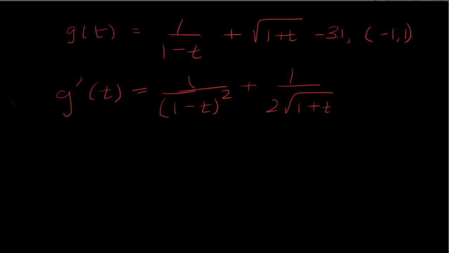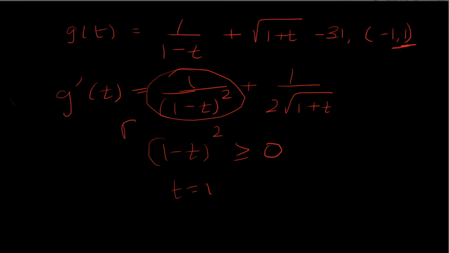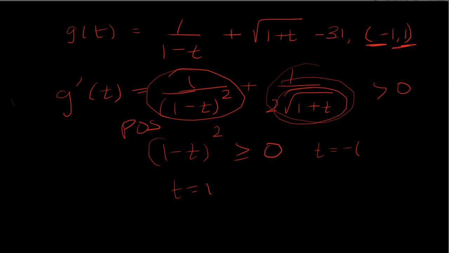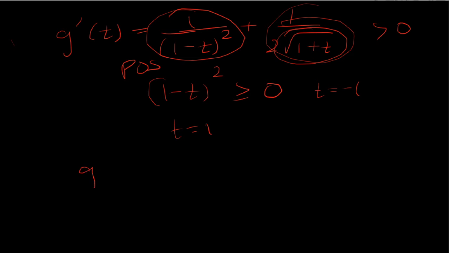Okay, so this now, between negative 1 and 1, I know that 1 minus t squared is always going to be greater than or equal to 0. It's only 0 at t equals 1, which is not included here. So that means it's always positive. The square root is always positive, except at 0. Well, when is it 0? That's at t equals negative 1, which is not included. So therefore, this thing is positive. Positive plus a positive is positive. The derivative is positive.